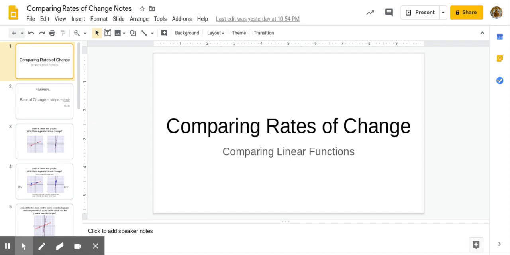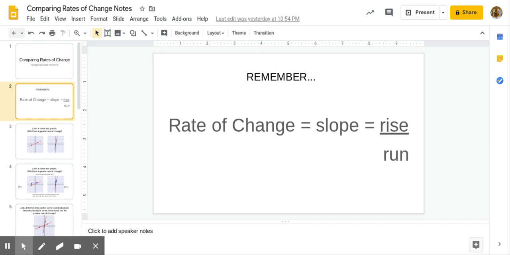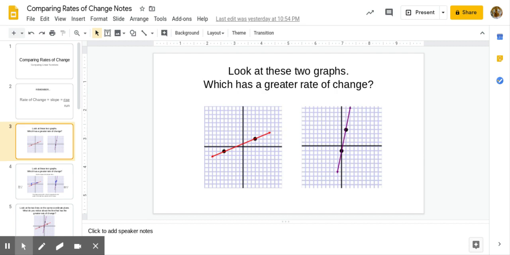Today, we are going to be looking at comparing rates of change. We're going to be comparing those in the course of linear functions. Just a reminder that rate of change is slope, which is also rise over run, or change in y's over change in x's. Graphically, you would be looking at the change in the y-axis and then comparing it to the change in the x-axis.